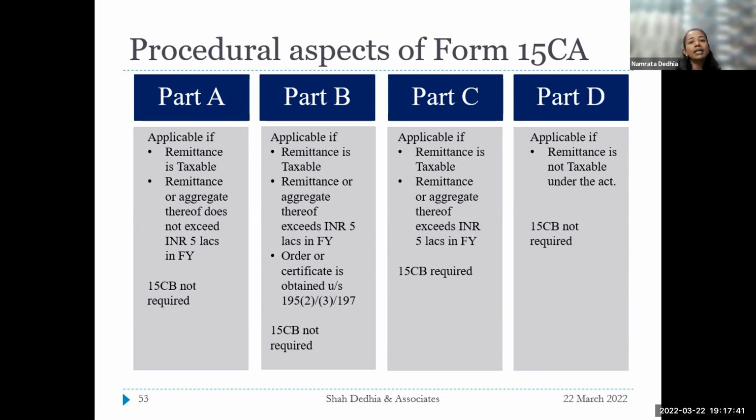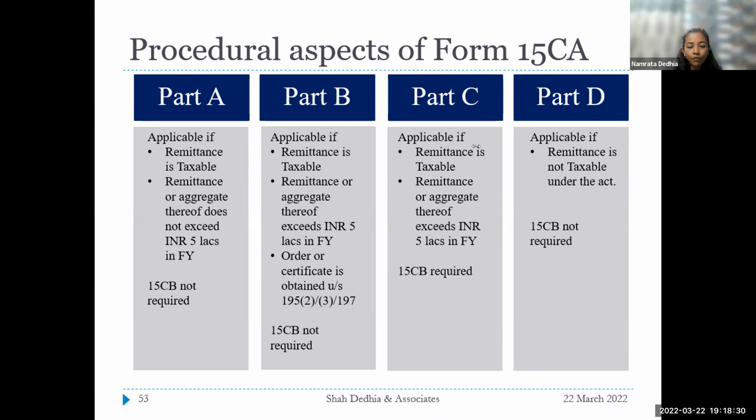But practically, when interacting with the banks, we come across situations where a lot of payments, even if they are not taxable, 15CB is asked for because the bank is not in a position to verify that they are not taxable. For instance, reimbursements, the bank is not able to verify that they are not taxable, so they ask for 15CB certification from us. Similarly, the payments not exceeding 5 lakhs. Typically, if the payments do not exceed 5 lakhs, then part A applies, 15CB is not needed. But the banks are not going by this threshold of 5 lakhs because they do not have a track of the aggregate threshold for the year. And again, 15CB is asked for and issued by us.